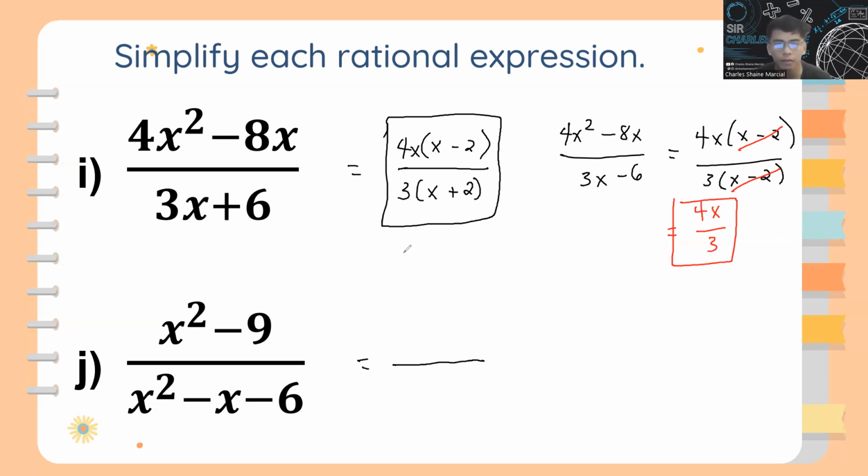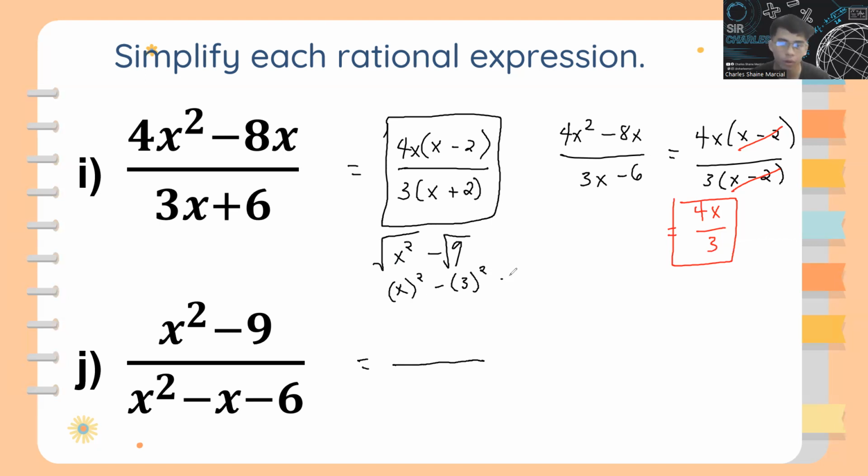Okay? Paano ulit i-factor ang difference of two squares? Get the square roots. Okay? What is the square root of x squared? That is x. How about 9? What is the square root of 9? That is 3, because 3 times 3 is equal to 9.